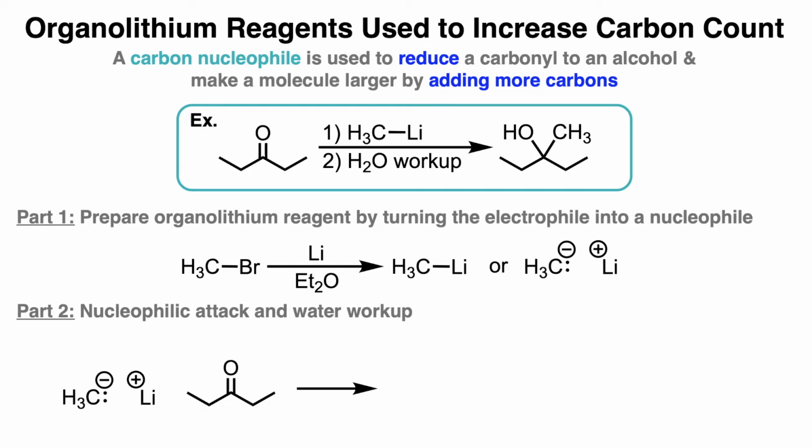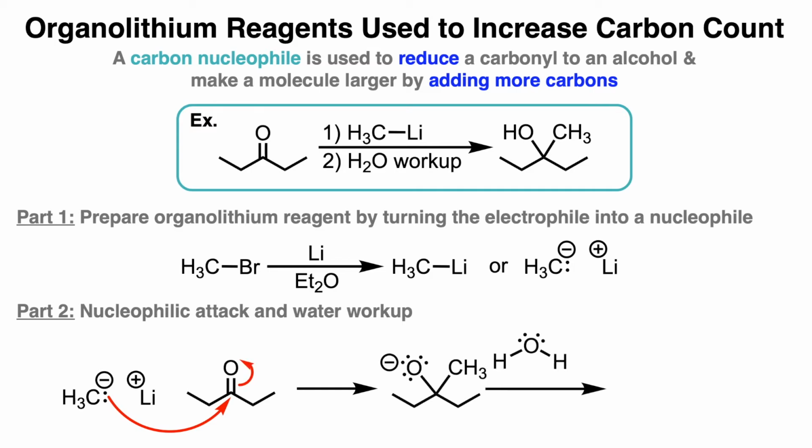Then in the second part of this reaction, we're going to take our newly formed nucleophile CH3-, and that will attack the carbon of the carbonyl. The C=O double bond will break to form a tetrahedral intermediate, and then that O- will get protonated by water, which is again called a water workup, which then forms our alcohol product.